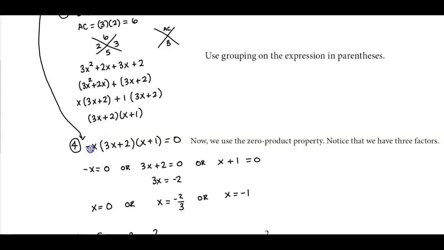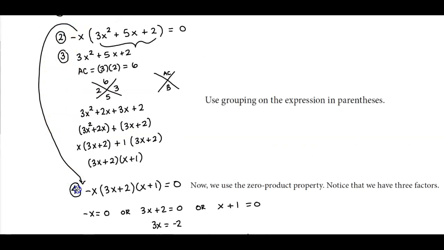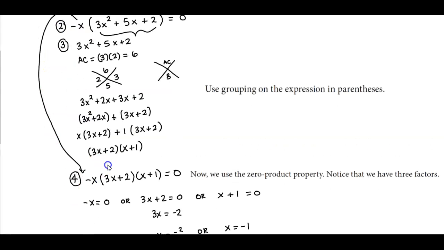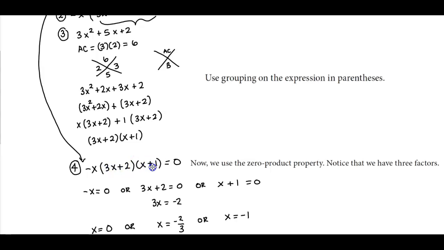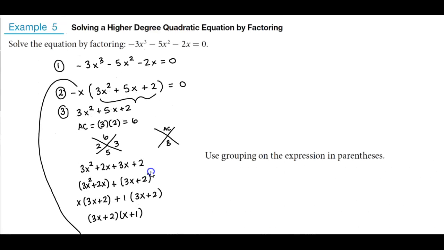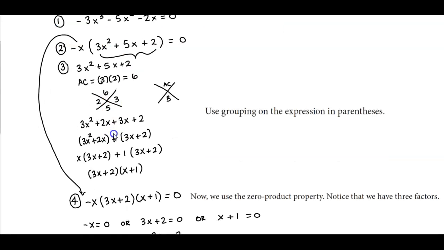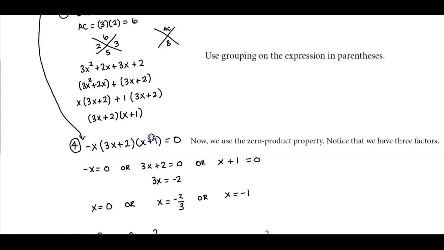And so now remember that negative x that we already factored out, we bring that down here, and then we have times 3x plus 2 times x plus 1, which is equal to 0, because we're using the zero product rule. So I want you to notice that we have 3 factors, and we should have 3 factors, because when you take a look at the very beginning, the highest degree is 3, which tells us that we have 3 solutions. So we're going to set each of these equal to 0.